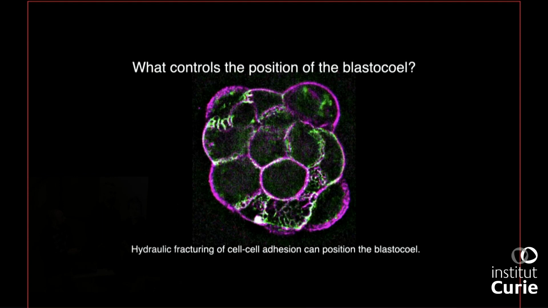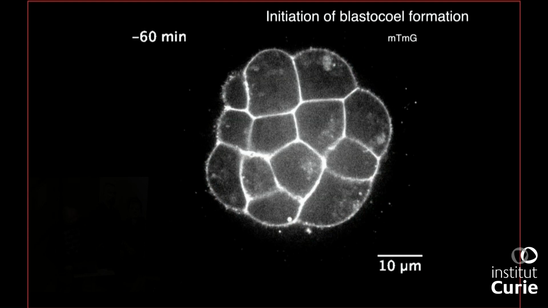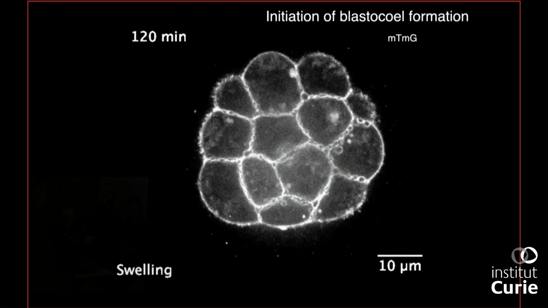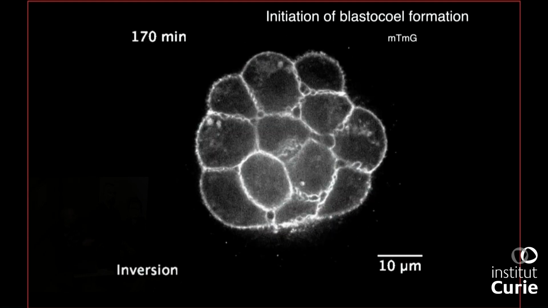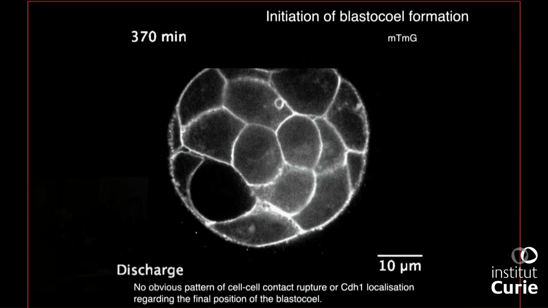Okay, so the idea is now that there's hydraulic fracturing and that this is breaking cell adhesion and that this is positioning the lumen. And so we looked for signs of adhesion pattern in vivo, in a regular embryo, not in a manipulated embryo. And we looked at, for example, where the microlumens are appearing. And so we expect that, for example, here it broke a bit faster. And so probably the lumen is going to be there. But of course, it's not. It goes on the other side.